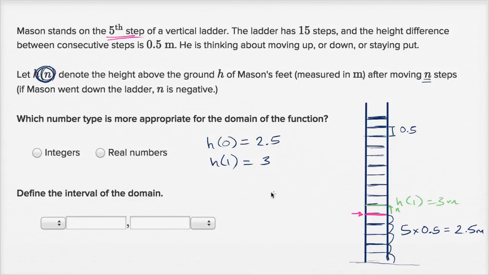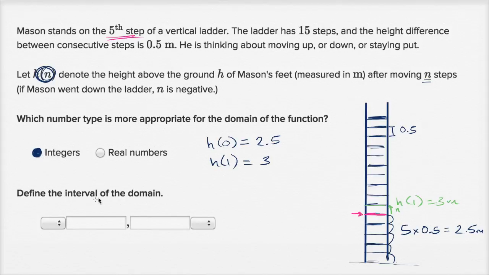It's not real numbers. He can't move pi steps from where he is. He can't move square root of 2 steps from where he is. He can't even move 0.25 steps, or he'd put his foot in the air. So this is definitely going to be about the integers, not the real numbers. In fact, it's not even all integers, because he can't go down an arbitrary amount, and he can't go up an arbitrary amount either. The domain is going to be a subset of integers.